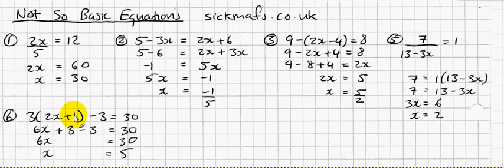So 3 times 2x plus 1 works like this: 3 times 2x, which is 6x, and 3 times 1 is 3, and then that minus 3 is still over here, that 30 is still over there. 6x plus 3 minus 3 equals 30 is what we have there, but 3 minus 3 is nothing, so you go down to 6x equals 30, and therefore x equals 5, because 30 divided by 6 is 5, and that is all there is.